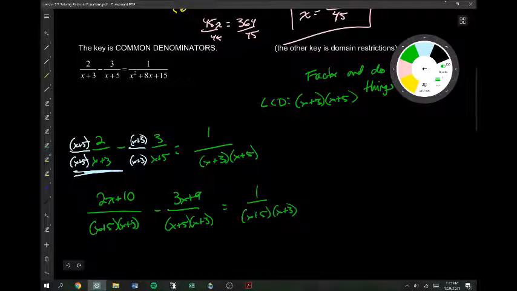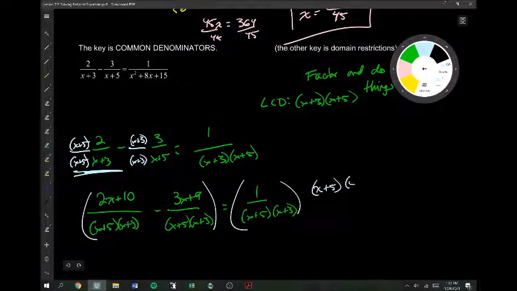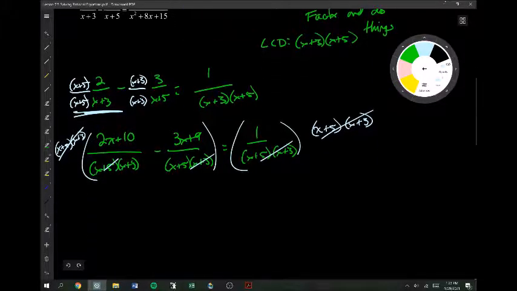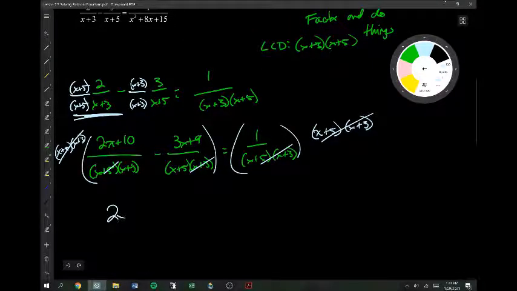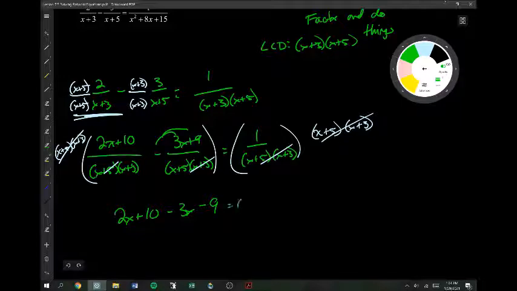Now I'm going to multiply both sides entirely by the LCD of x plus 5 times x plus 3. And that causes all of these to cancel. And I've again killed my fractions. So what I'm left with is 2x plus 10. Let me change back to my green. 2x plus 10 minus 3x minus 9. Remember to distribute that negative. Minus 3x minus 9 equals 1.